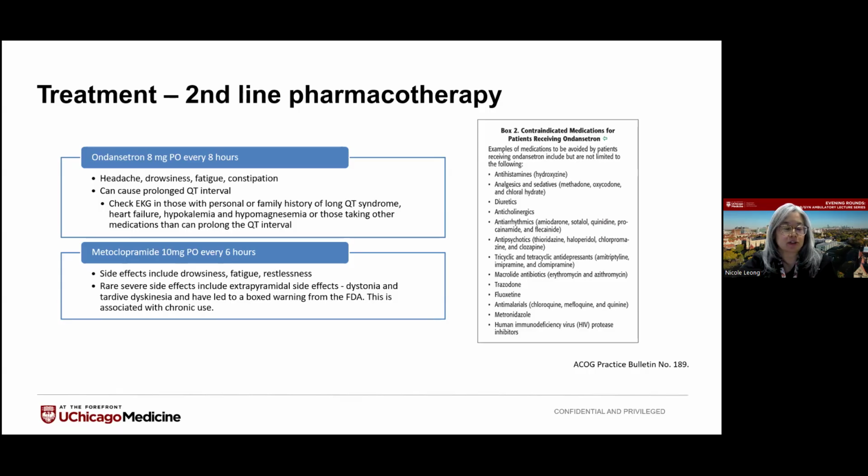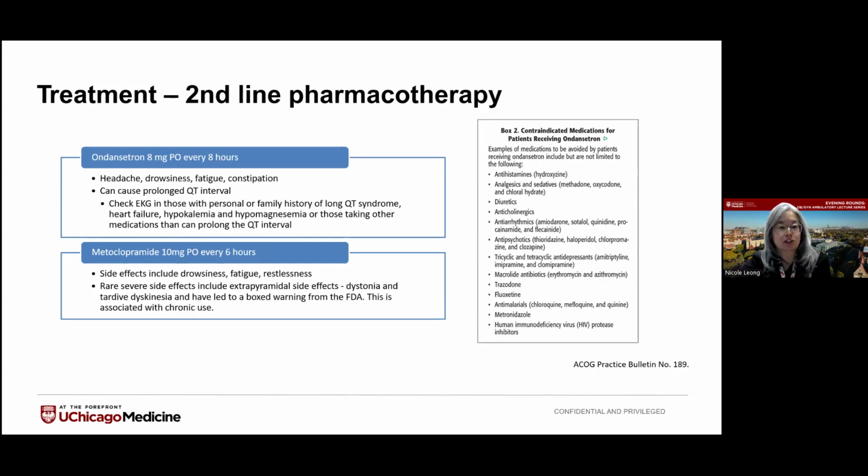For ondansetron, we give 8 milligrams every 8 hours. We do have a dissolving tablet that goes under the tongue or in the cheek, and that can just dissolve if someone's not able to take a pill. Some of the side effects associated with ondansetron: people can get headaches, drowsiness, fatigue, and constipation is the most common thing that I hear about, and that can be quite severe. So making sure we're addressing constipation with stool softeners, fiber supplements, Miralax to combat this side effect can make people much happier, because constipation can be just as miserable as nausea and vomiting sometimes.